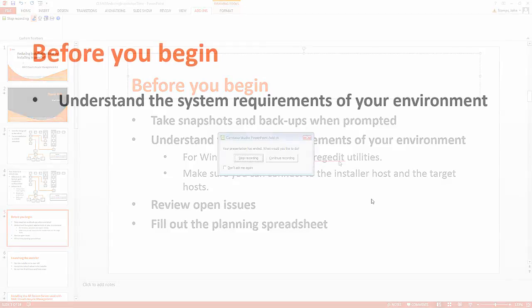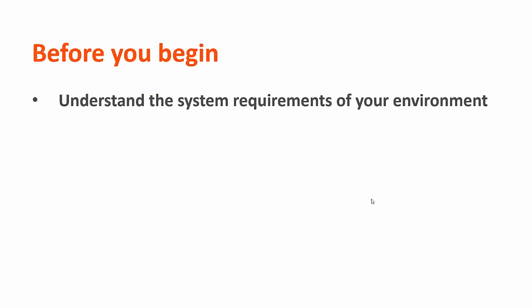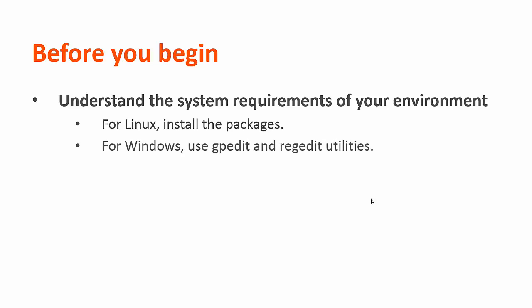Here are some rules of thumb that you should not ignore before you start installation. Make sure that you fulfill all the prerequisites and the system requirements on your host and your target VMs. For example, for Linux, install every single one of the 32-bit and 64-bit packages we tell you to install. On Windows, use gpedit and regedit to update the terminal services configurations.